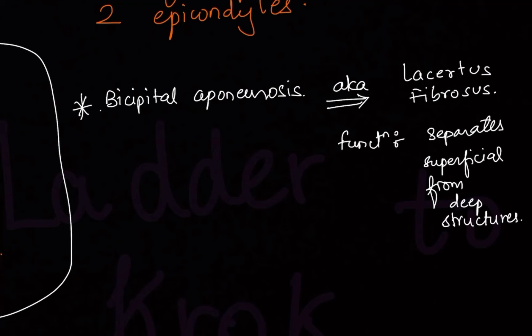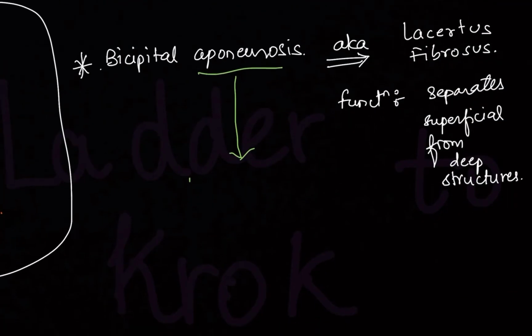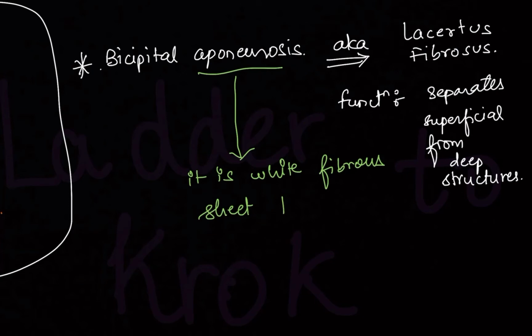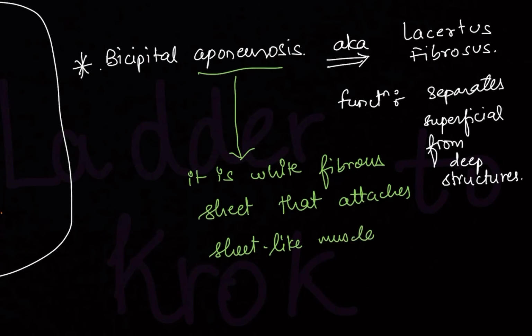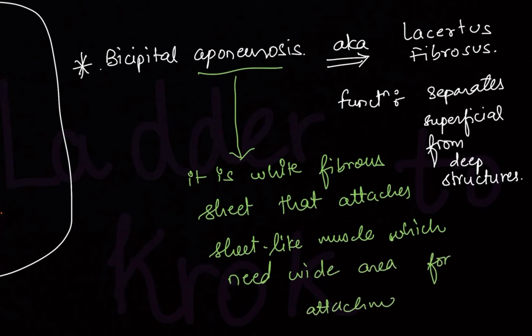And you should know what you mean by aponeurosis, right? So what is aponeurosis? It is a white fibrous sheet of connective tissue. You should know that it attaches sheet-like muscle which needs a wide area for attachment. So this is just for your knowledge that you should know what is aponeurosis.